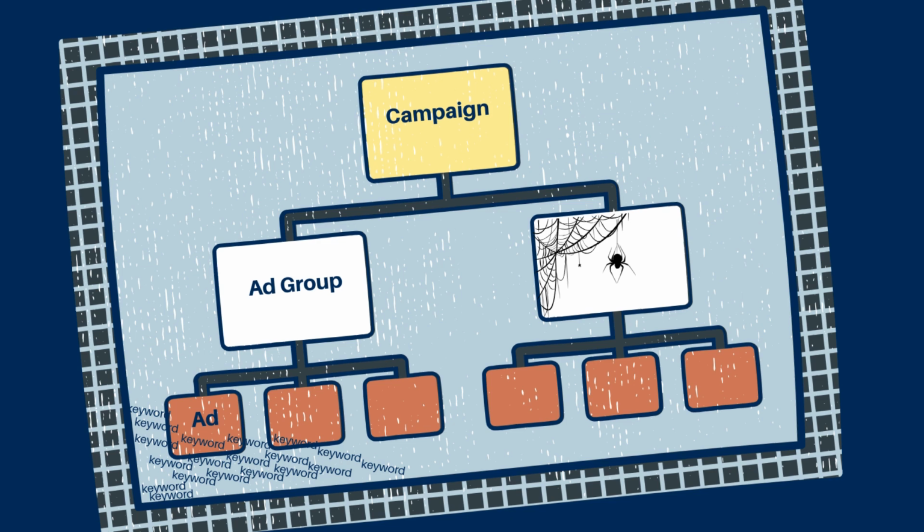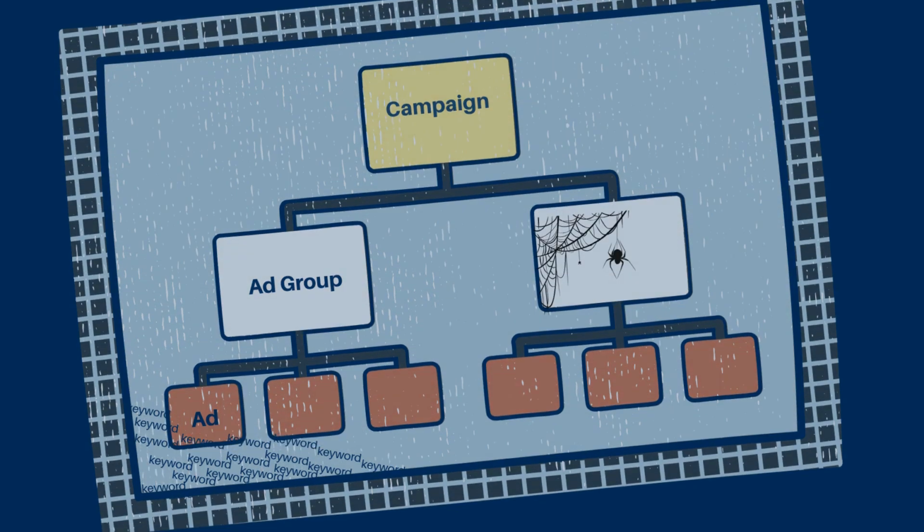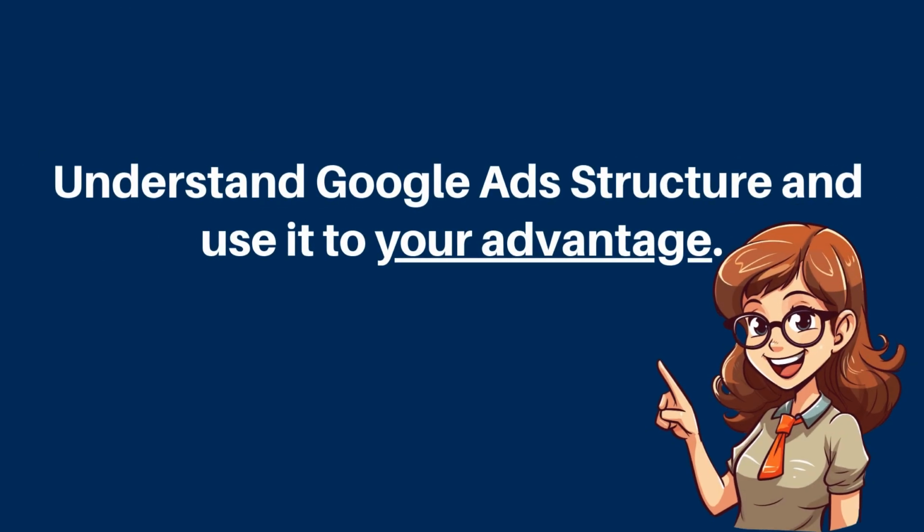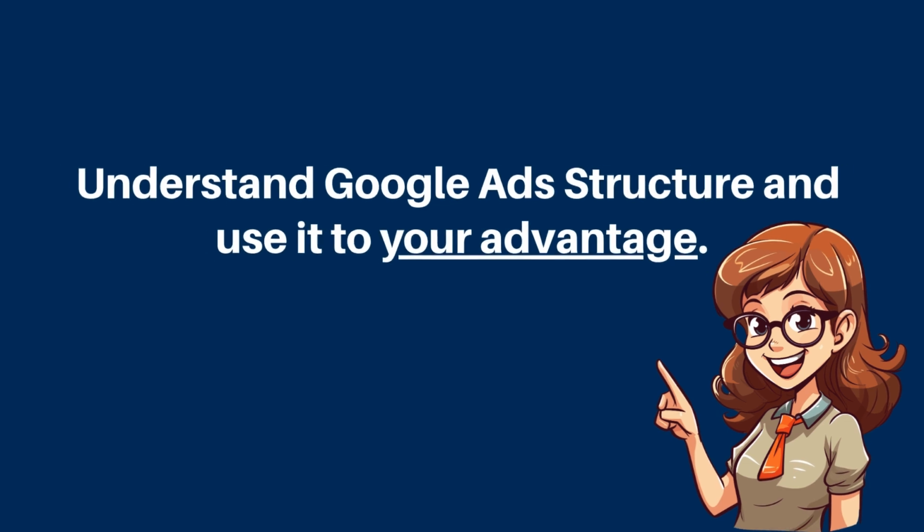But Google doesn't work that way. If your ad structure is messy, if your ads show up for the wrong searches or lead to an unfocused landing page, you'll waste money attracting people who are never going to hire you. To avoid wasting your ad budget, you need to understand Google Ads structure and use it to your advantage.